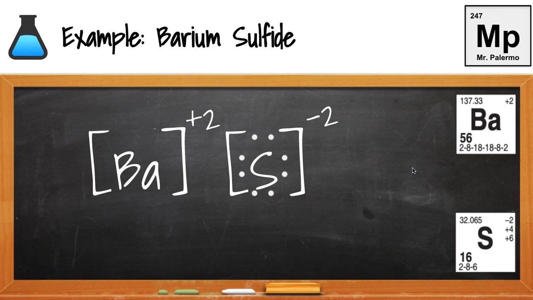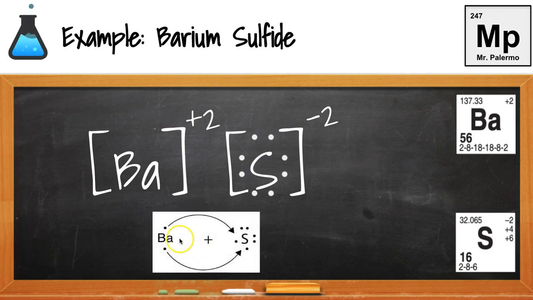Now I want to show you what is really going on and why this is forming. If you look, barium has 2 valence electrons. That's a group 2 alkaline earth metal. And the sulfur atom has 6 valence electrons. This is a much more electronegative element, so it's going to take those 2 valence electrons to complete its valence shell. It's a transfer of electrons, and that's why it's ionic. It's transferring electrons from the metal to the nonmetal.